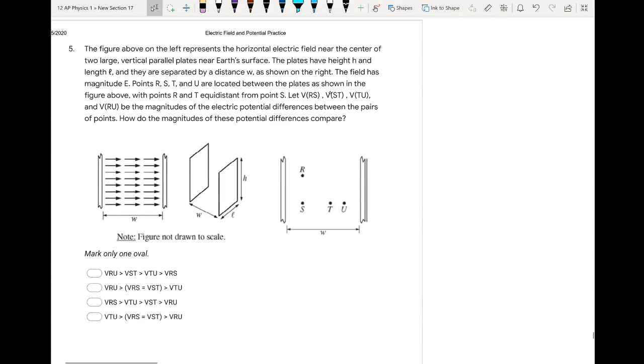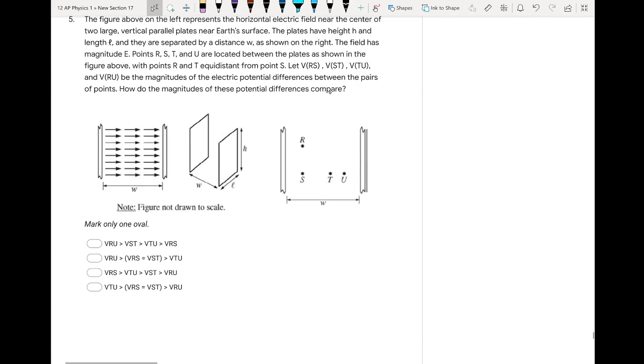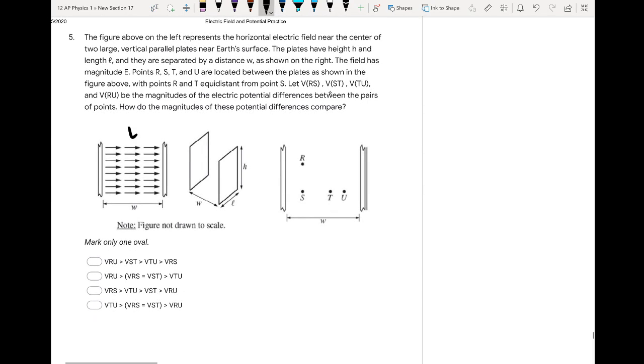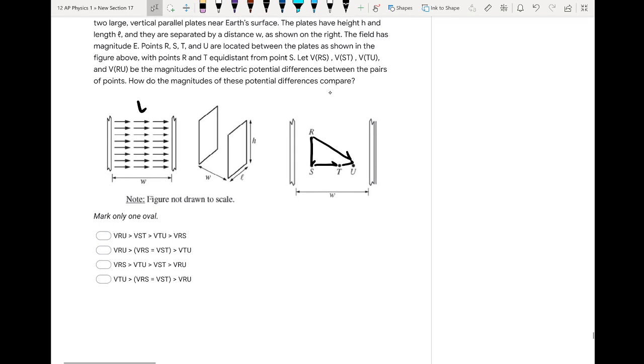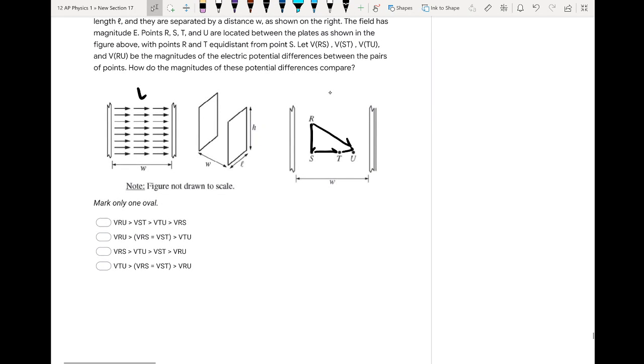All right, the figure below shows us a uniform electric field. We're going to say when we move from one point to the other, how does this potential change? VRS is just going from R to S. ST is going from S to T. TU is going from T to U. And then RU is going from R to U. We want to know how these potentials compare to each other.